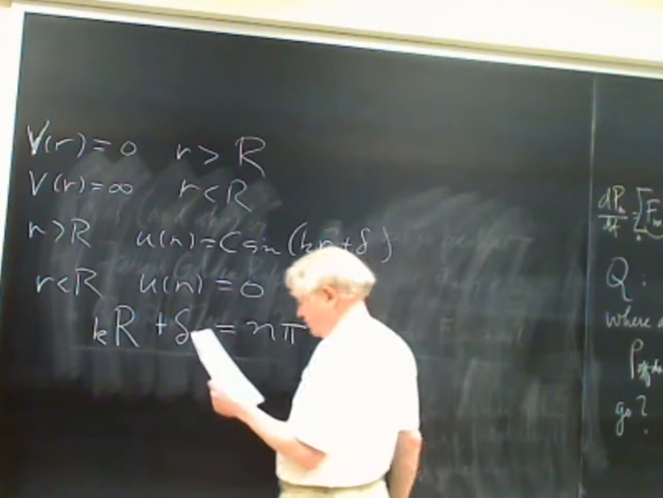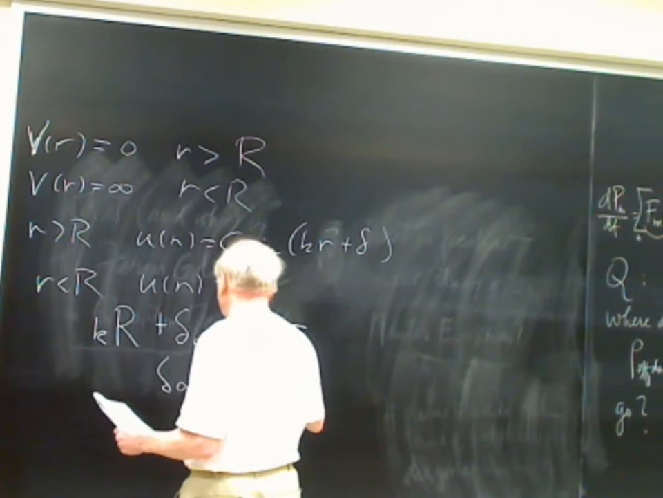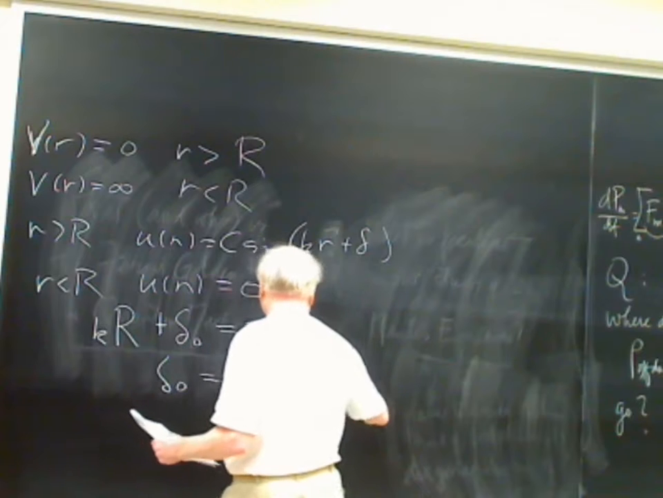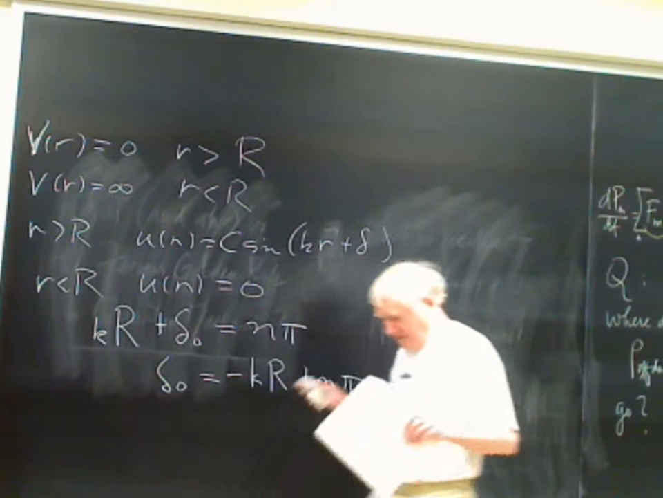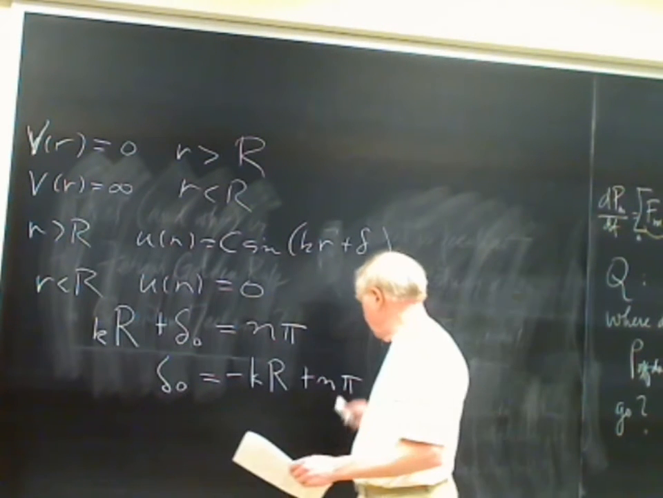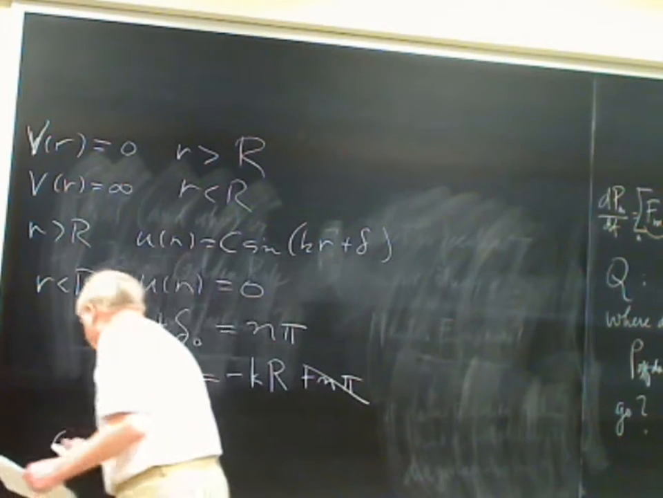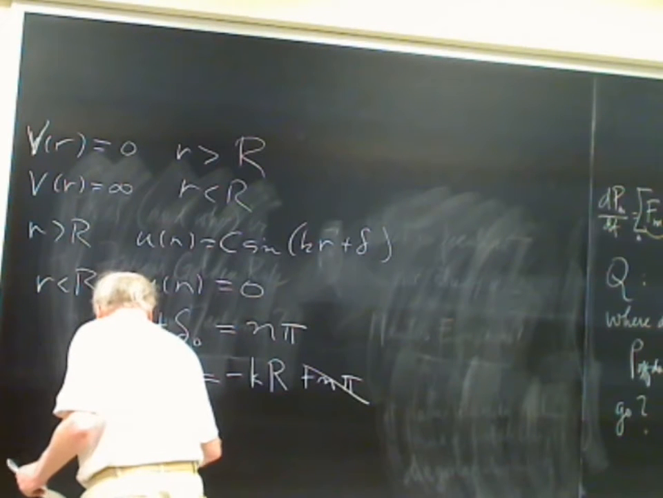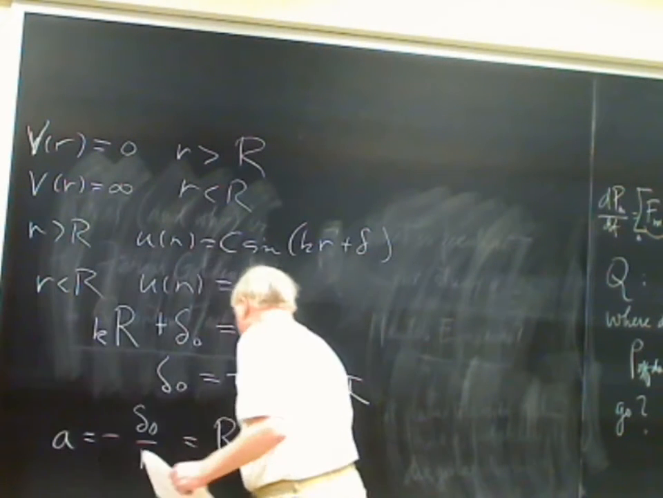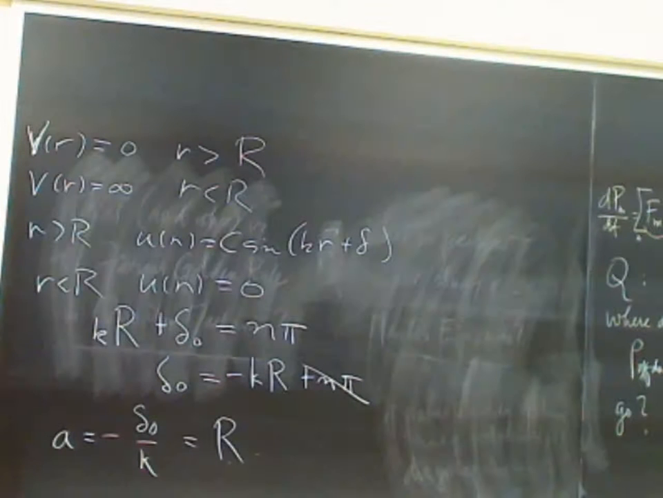And so for k sufficiently small, delta 0, in other words, is minus k r plus n pi, and if we're looking at sufficiently small k, then n is equal to 0, and the scattering length A, which is minus delta 0 over k, is simply r. So that's the scattering length for a hard sphere, it's just the radius of the sphere. And that's the reason for the convention that there's a minus sign here.